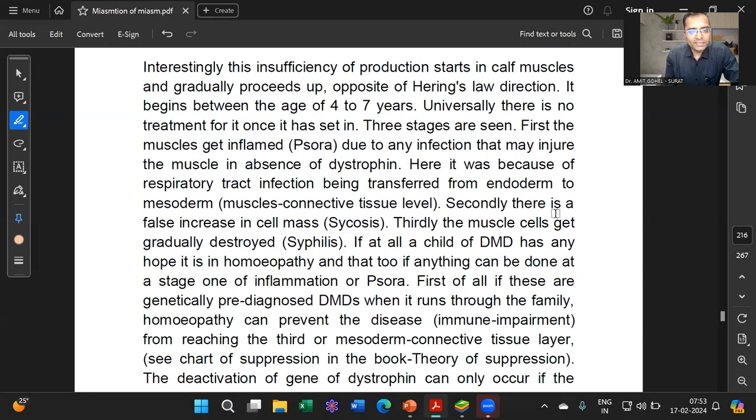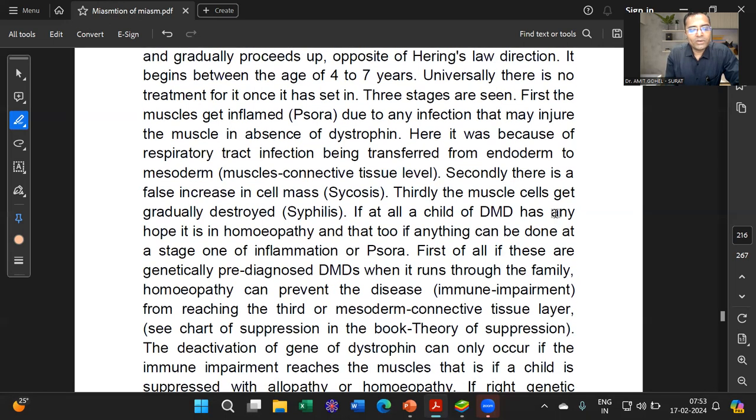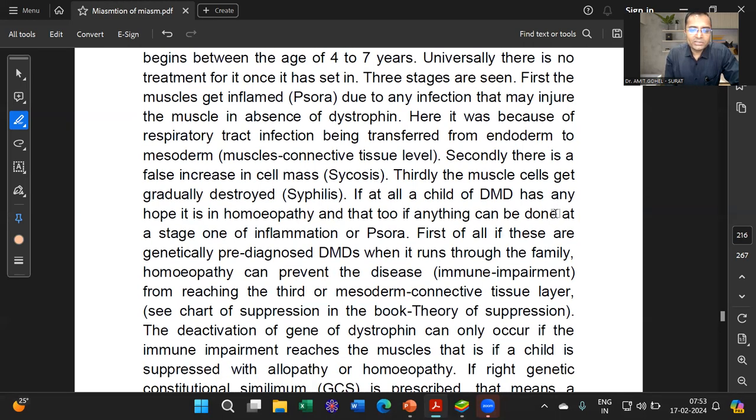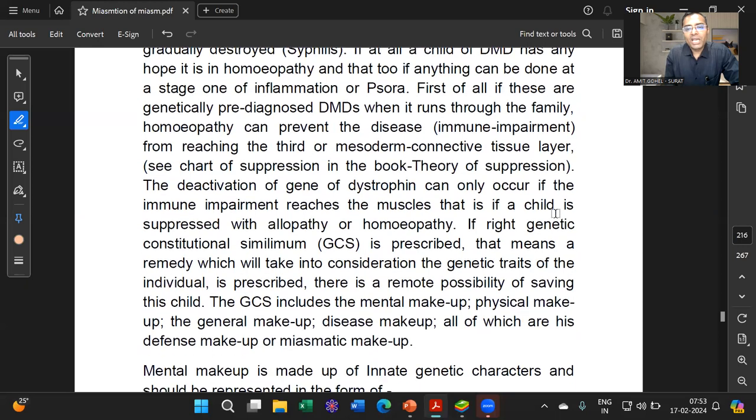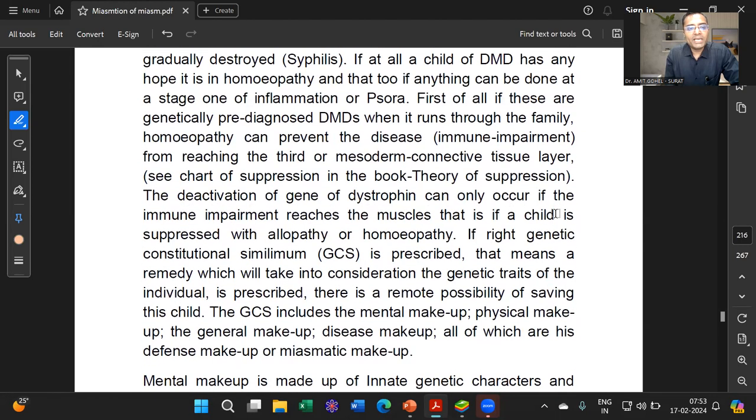Once it has set in, three stages are seen. First, the muscles get inflamed. This is psora, due to any infection that may injure the muscles in the absence of dystrophin. Here, it was because of the respiratory tract infections being transferred from endoderm to mesoderm, muscles and connective tissue level. Secondly, there is a false increase in the cell mass. It is called psychosis. And thirdly, the muscle cells get gradually destroyed. It is called syphilis.